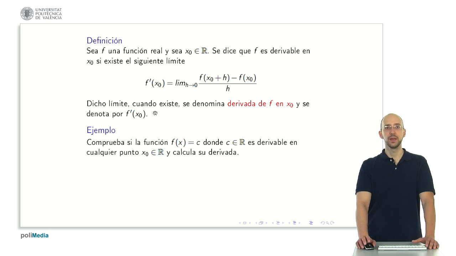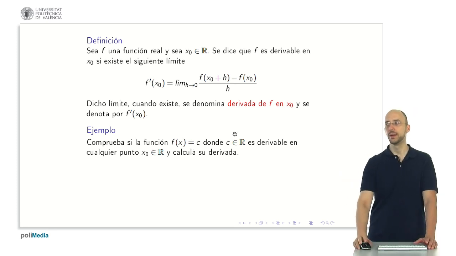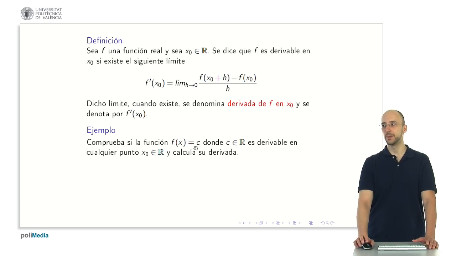Let's see an example. What happens if the function is a constant function? In other words, I do not care about the value of the x, the function is always c. Graphically, they are horizontal lines parallel to the x-axis. In this case, c is a real value and f of x is always equal to c. Let's prove that the function is derivable at any point on the line, no matter if you put x sub 0 here or any other value.